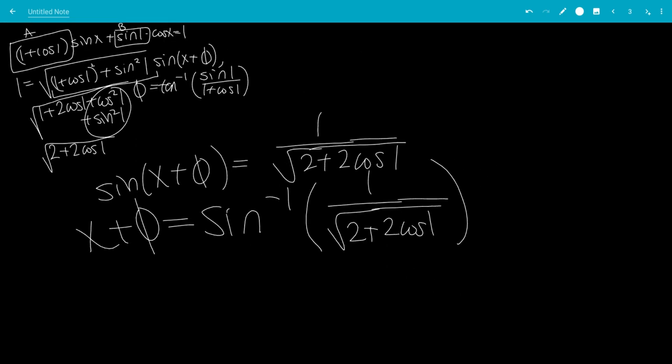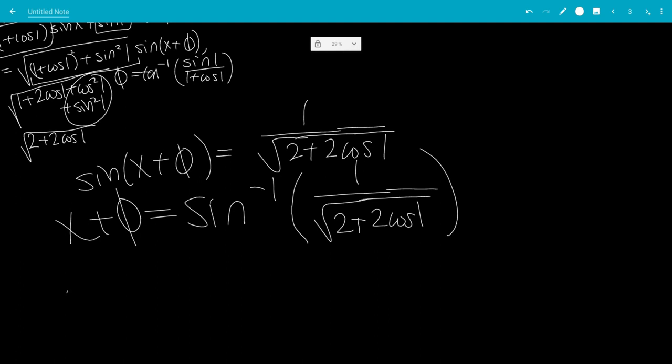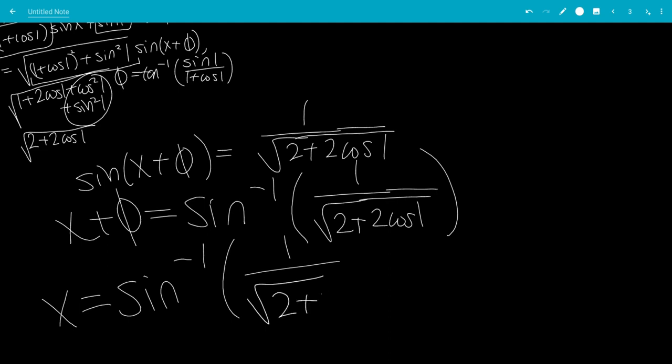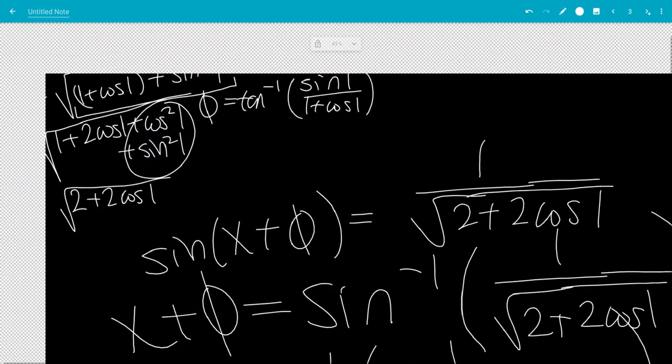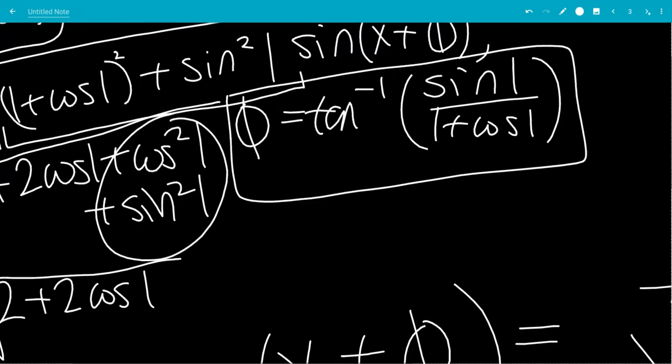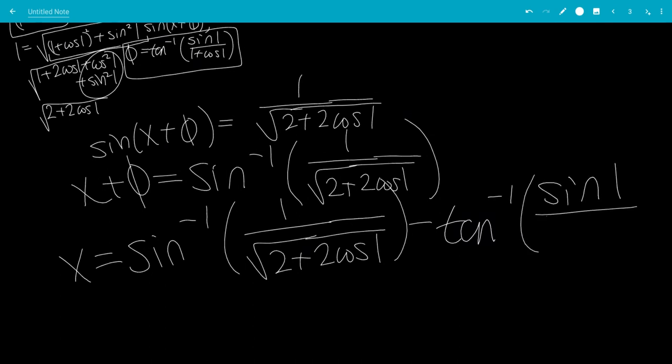So we have x plus phi equals inverse sine of 1 over the square root of 2 plus 2 cosine 1. Now, to get x, we subtract phi, leaving us with x equals inverse sine of 1 over the square root of 2 plus 2 cosine of 1, minus phi, and phi is equal to inverse tangent of sine 1 over 1 plus cosine of 1. And that is the x value that I get.